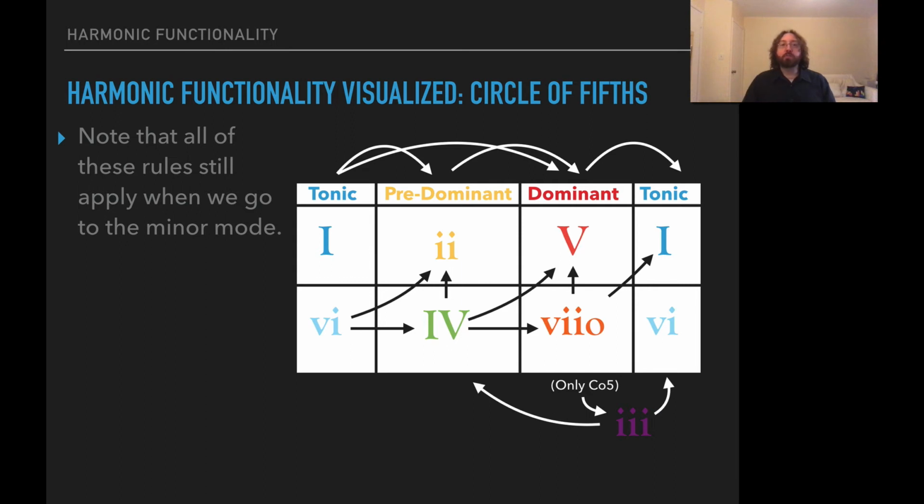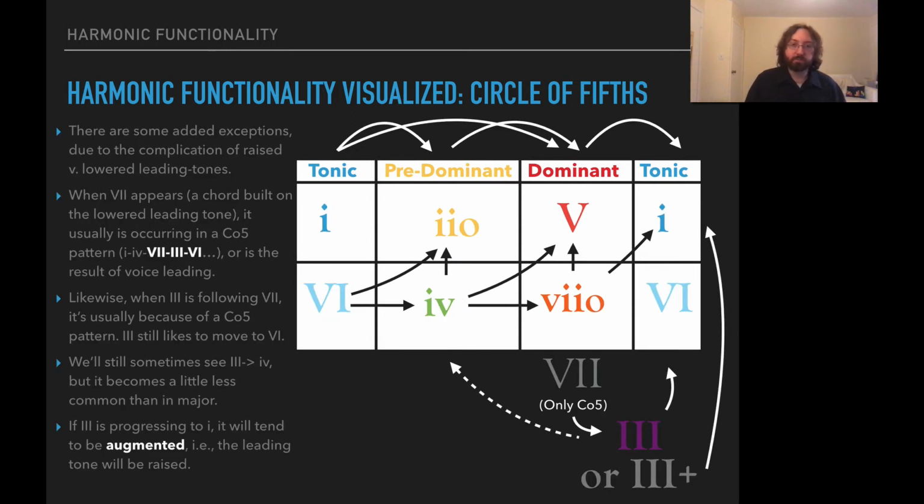Note that all of these rules still apply when we go to the minor mode. Here I have it now in the minor mode, so we have 1 to 2 diminished to 5 to 1. All of this still applies. We're going to throw in a couple extra rules now with the minor mode. Most of these have to do with whether the leading tone is raised or not. Again, there's added ambiguity and added rules in the minor mode.